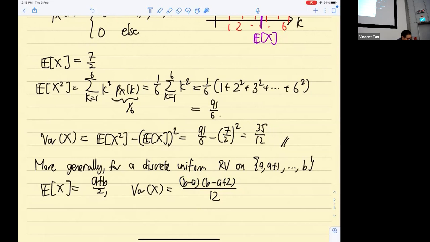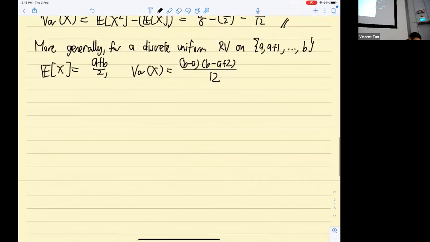I'm not going to do it in this lecture, okay? So these are some standard ways of calculating means and variances. And the next thing I want to calculate is the mean of a Poisson. Okay, that is a little bit more challenging.